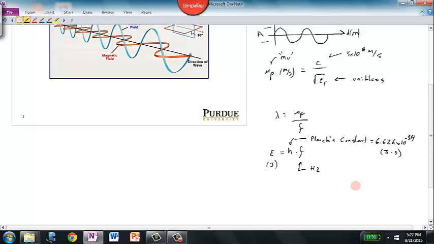So some very important relationships we've just described here for wavelength, propagation velocity, frequency, and energy, Planck's constant, and frequency, which are kind of the fundamental relationships that govern the electromagnetic phenomena.